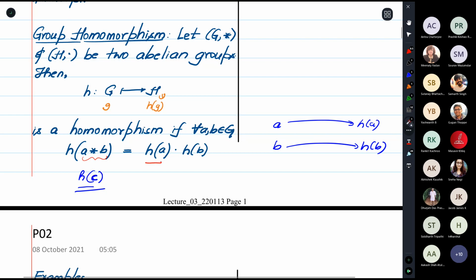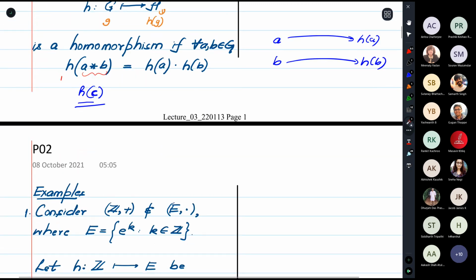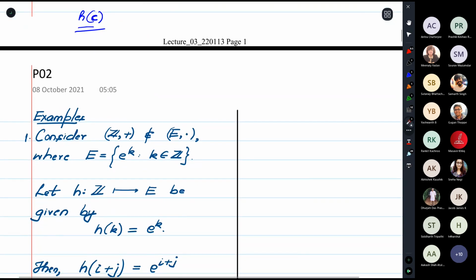So h(a) is an element of capital H, h(b) is an element of capital H again. So we can indeed perform this operation between h(a) and h(b), and we will say h is a homomorphism if for all a, b, this relationship actually holds true. Is this okay? So let us look at a bunch of examples and then things may become clear.